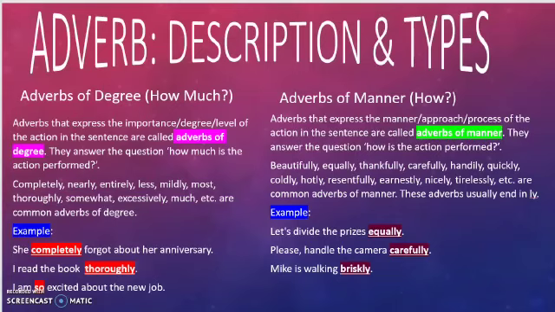On the other hand, adverbs of manner. It means how. Adverbs that express the manner, approach, or process of the action in the sentence are called adverbs of manner. They answer the question, how is the action performed? For example, beautifully, equally, thankfully, carefully, and nicely. These are all examples of adverbs of manner. Here is another example. Let's divide the prices equally.